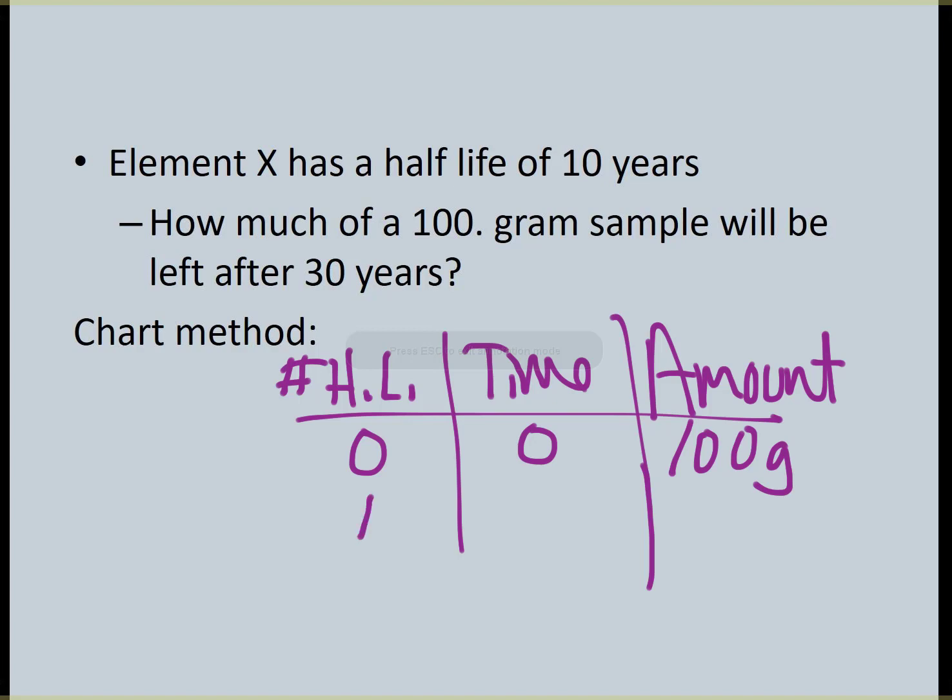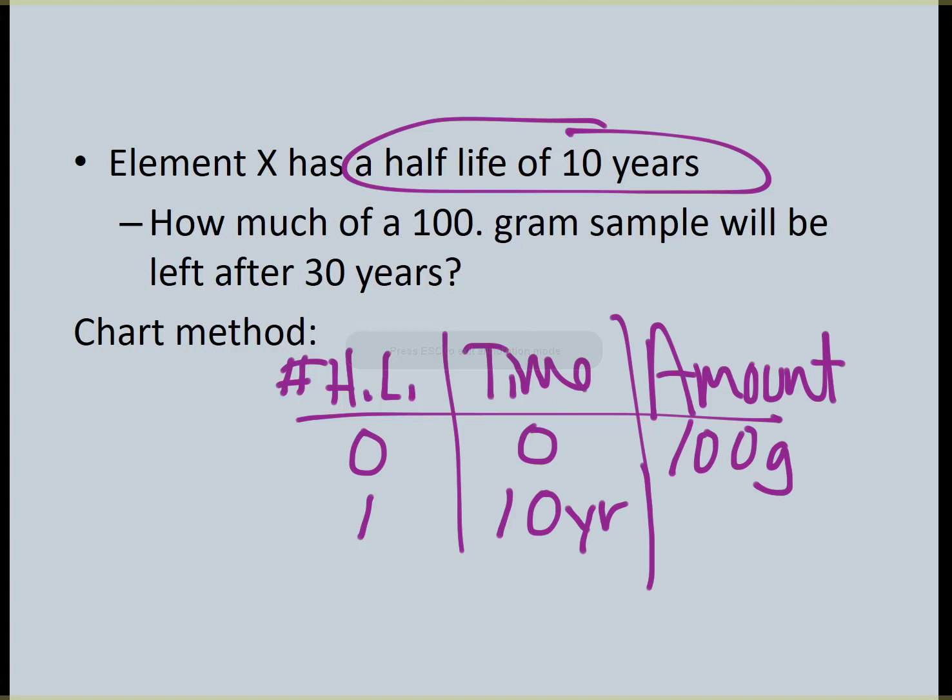And then one half-life will go by, and it says it has a half-life of 10 years. So that means 10 years go by. And then I just take and I divide by 2, and that will give me 50 grams. So this is just a way to set up a chart to help you figure something out. I will teach you mathematically how to do it also, but this always works.